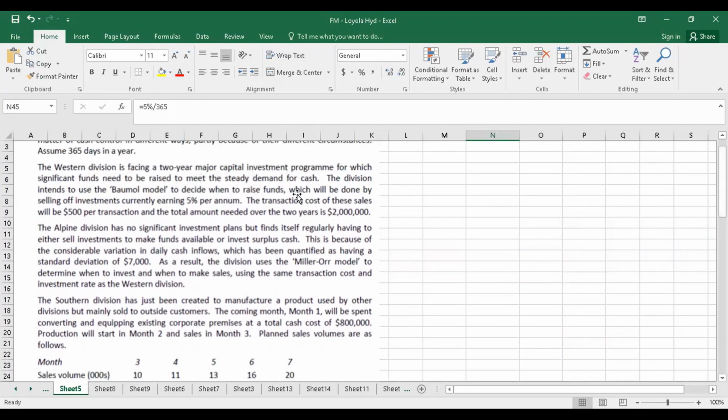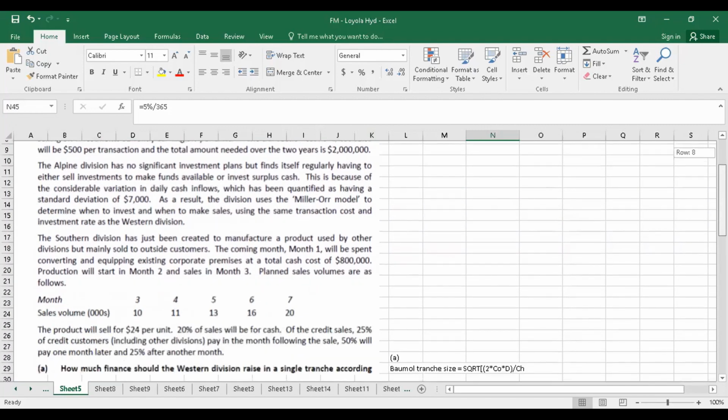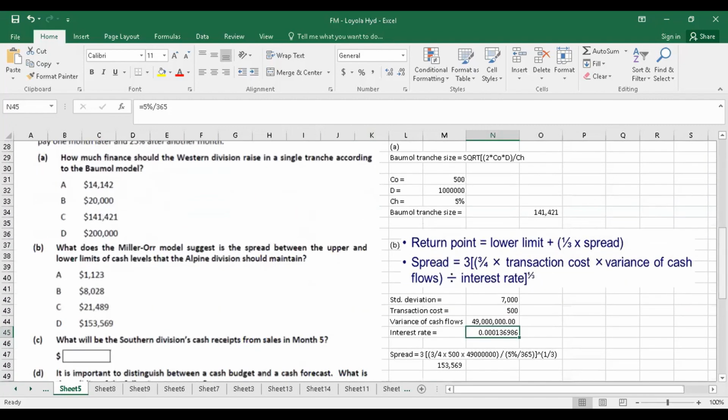Bowman model to decide when to raise funds, which will be done by selling of investments currently earning 5% interest per annum. 5% interest per annum, which has to be calculated per day, because we are talking about when it would rise, when would it fall. So just convert that into number of days. 5% divided by 365, we got some value.